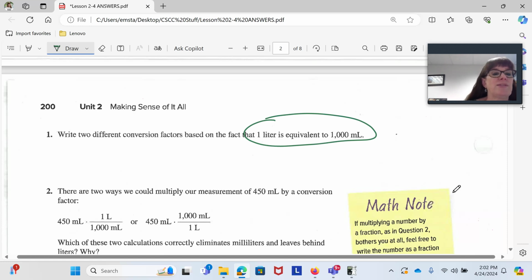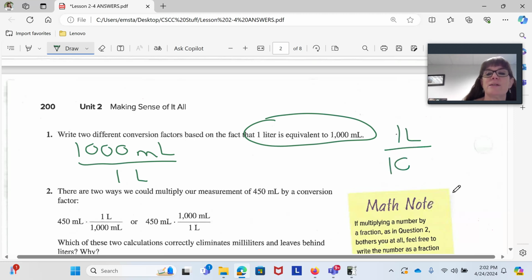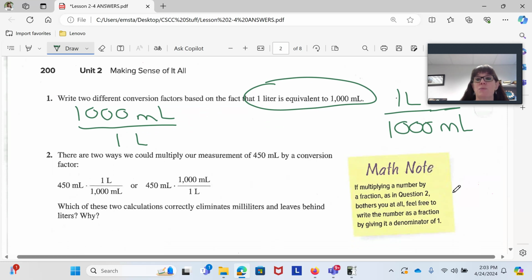I can write 1,000 milliliters on top over 1 liter on the bottom, or I can write 1 liter over 1,000 milliliters. These are both correct conversion factors to convert between liters and milliliters. In number 2, they show me how it would work if I used either of my conversion factors.